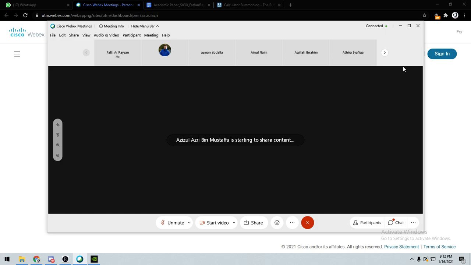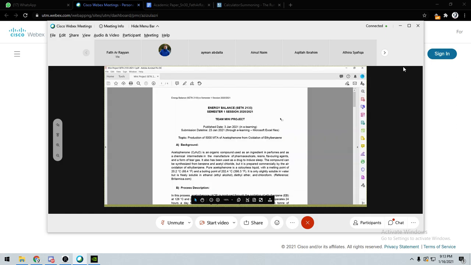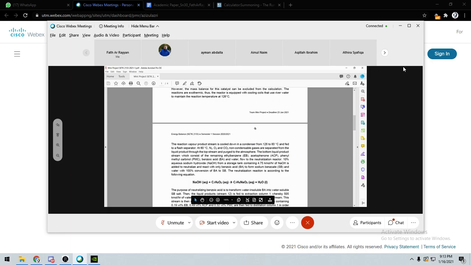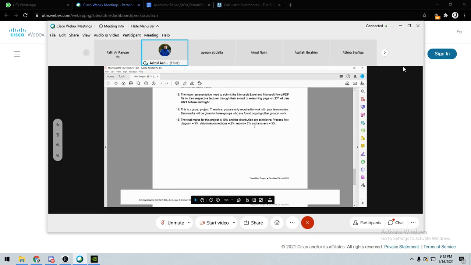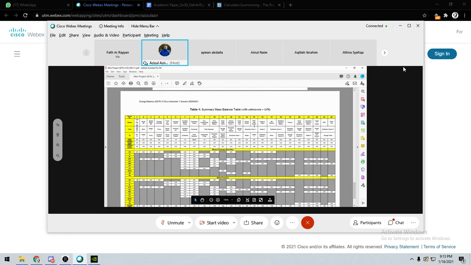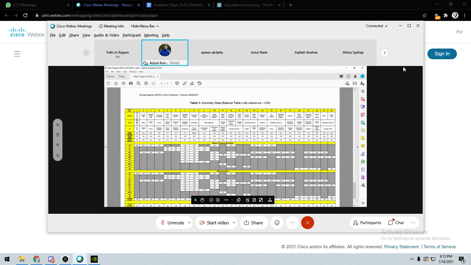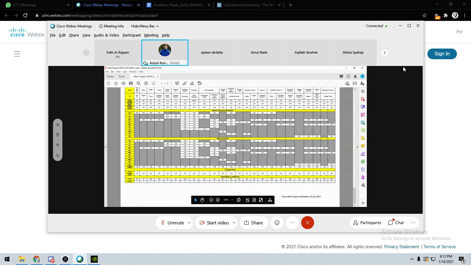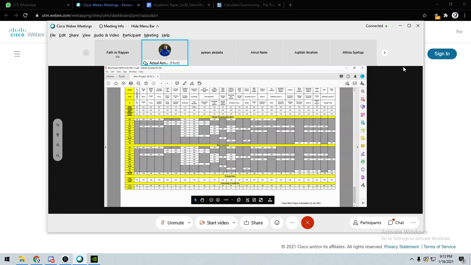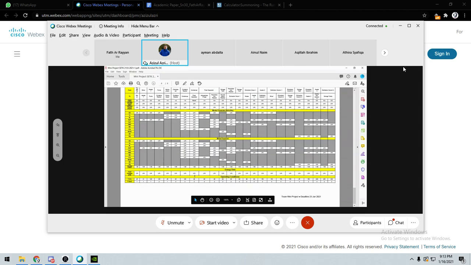Wait a minute, I just want to show you. Okay, so this is your mini project description, right? I'll just scroll down until the end. Okay, so this is table 1, whereby in this table you would have all the information on the masses, and then you would have information on the fraction, small fraction, total enthalpies.